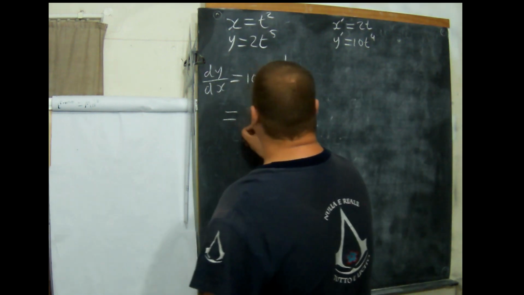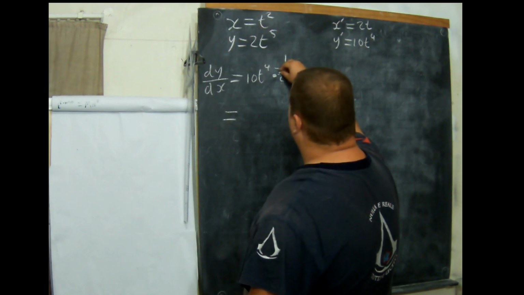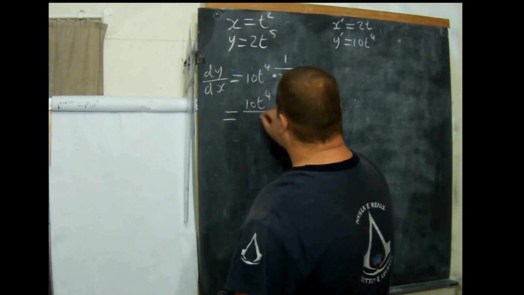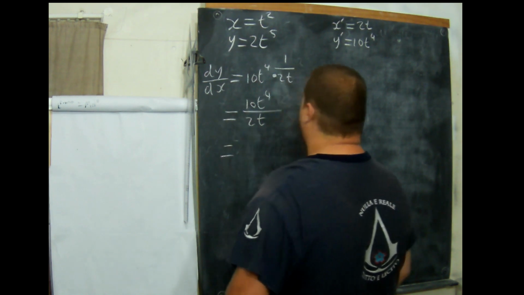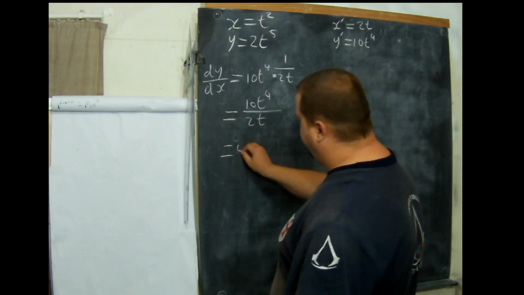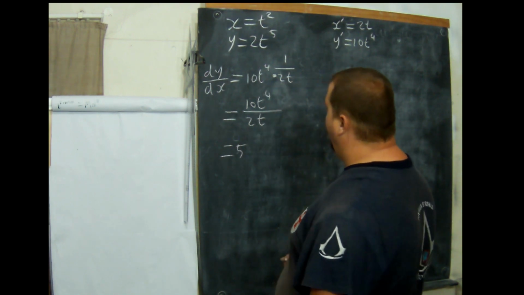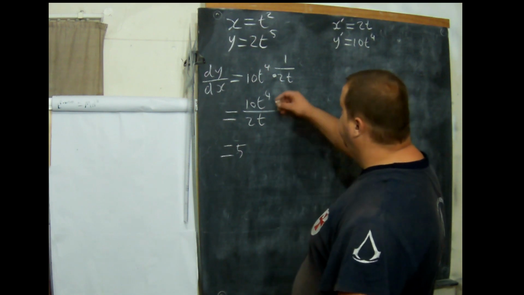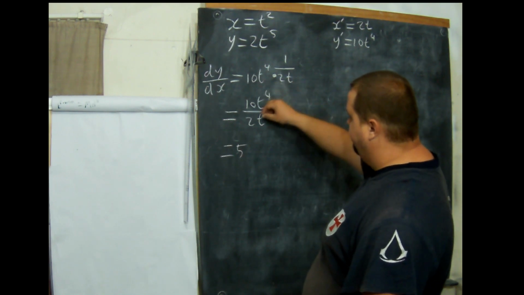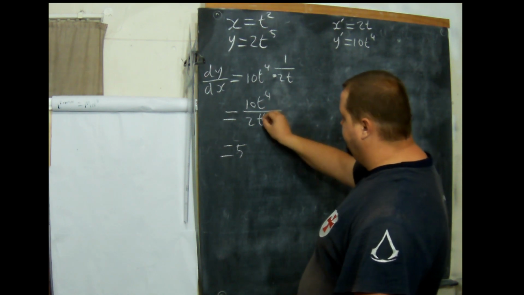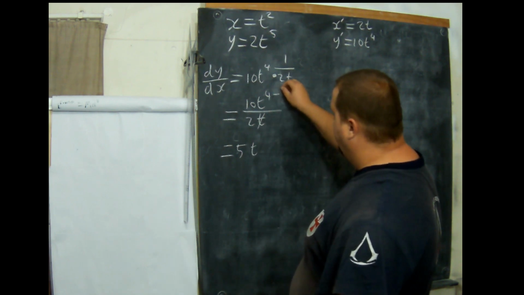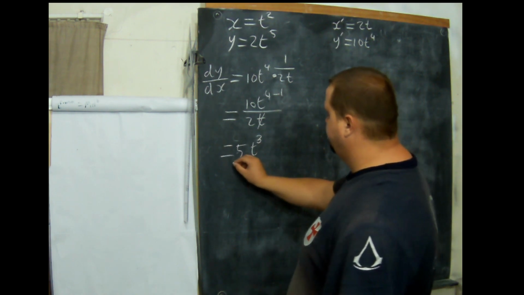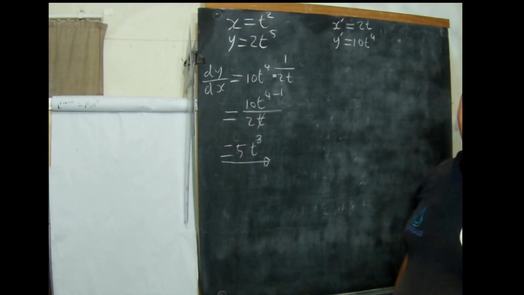Now, what we do is 10 t to the power 4 over 2t. Now, 10 divided by 2 is 5. Now, when we divide bases, we minus exponents. So t to the fourth divided by t, that'll take this t away, and then it'll be minus 1. So 4 minus 1 is 3. That's our first order derivative.